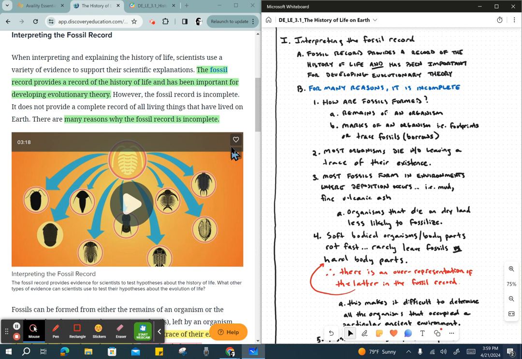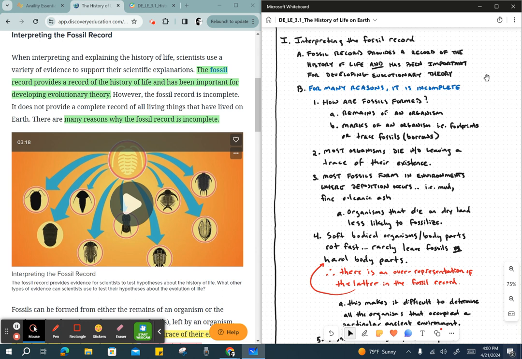Interpreting the fossil record. Letter A, the fossil record provides a record of the history of life and has been important for developing evolutionary theory. Before we had things like DNA and molecular biology to help us out, we had to rely on things that we discovered or found here on Earth, and that includes the fossil record. Even though it's pretty neat to find fossils, and if you've been to a museum, you've seen many fossils of life that no longer exist here on Earth, it's not a complete record.